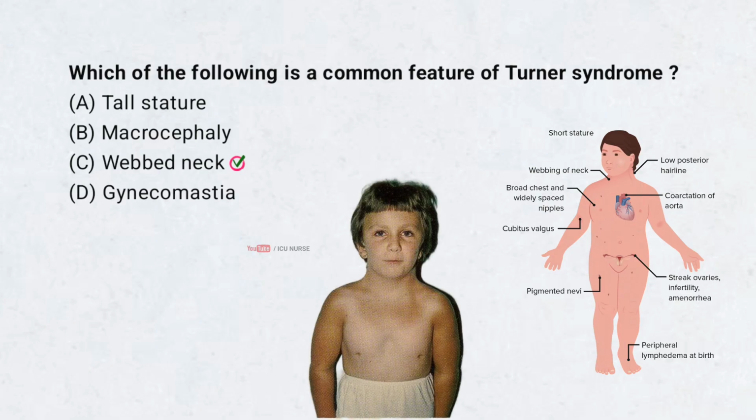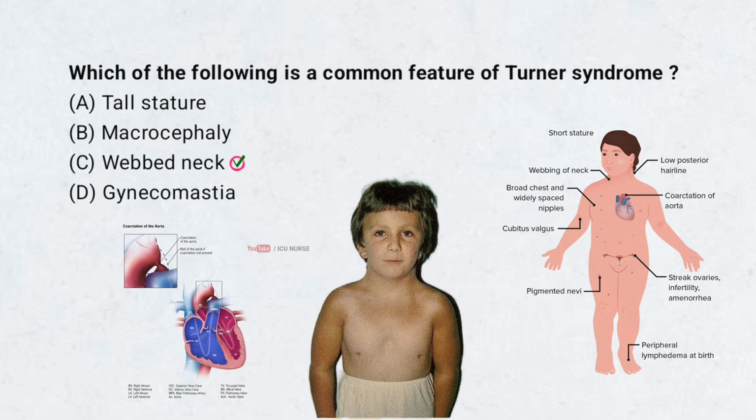Turner syndrome is a chromosomal disorder seen in females with 45X karyotype. Features include short stature, webbed neck, and delayed puberty. Cardiac anomalies like coarctation of aorta may be present.